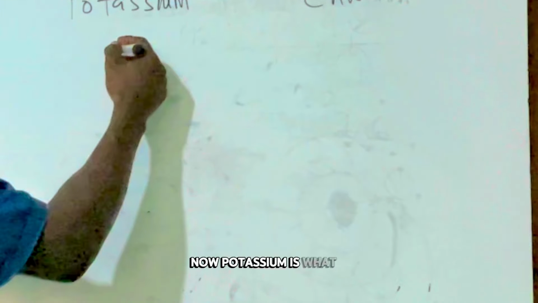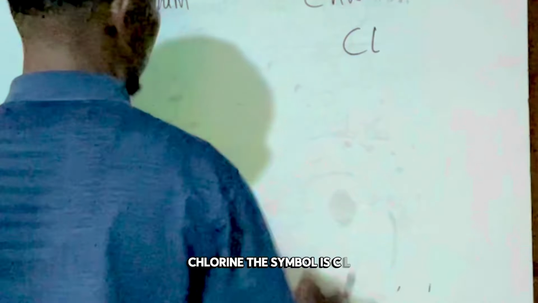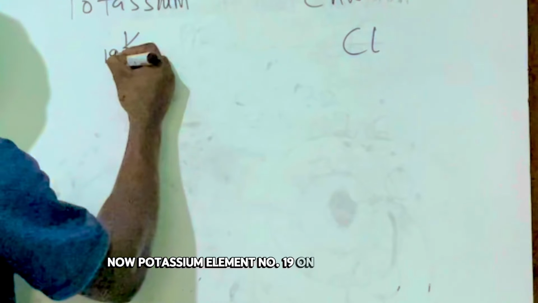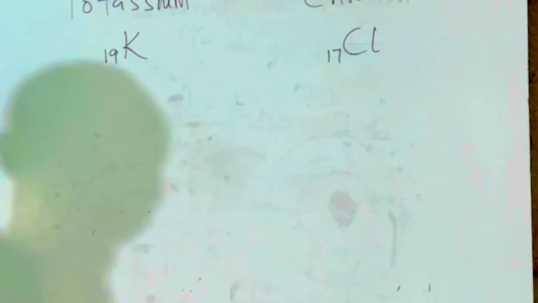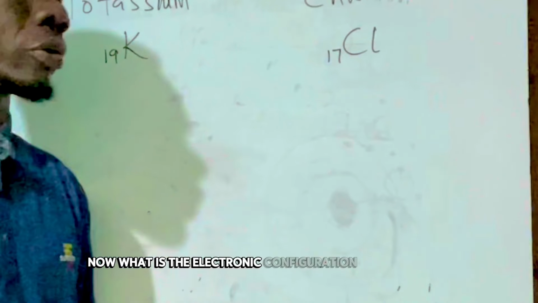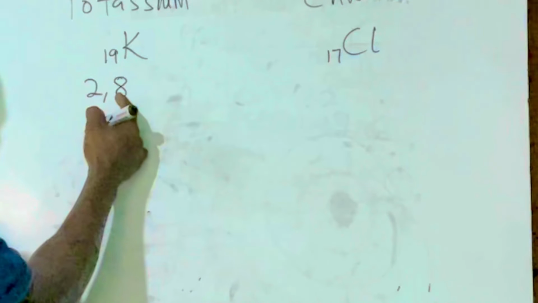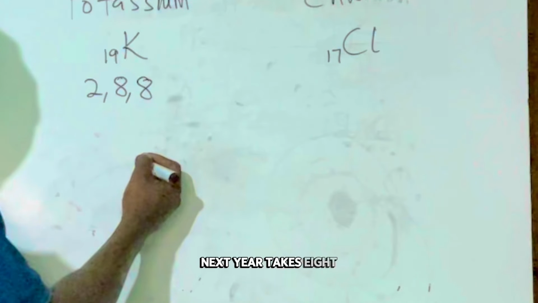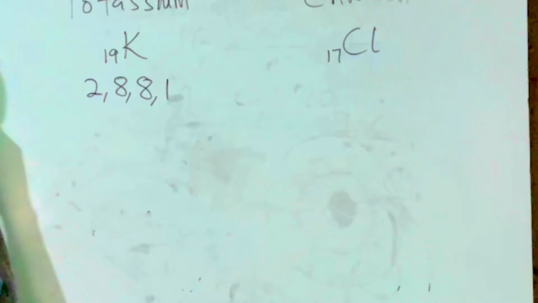Now, potassium is what? The symbol is K. Chlorine, the symbol is Cl. Now, potassium, element number 19 on the periodic table. Chlorine is 17. So 19 and 17. Now, what is the electronic configuration for potassium? First shell takes 2. Second shell takes how many? 8. 8 plus 2 is 10. How many more? 9. Next shell takes 8. What is left? 1. So 2, 8, 8, 1.